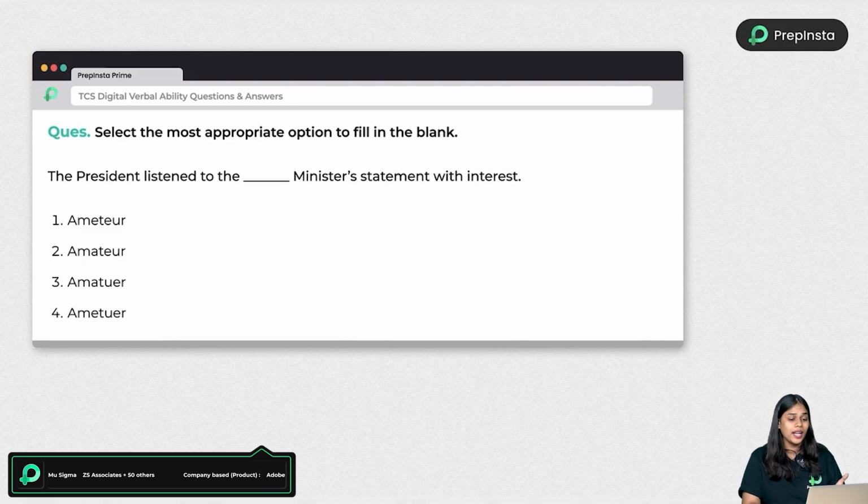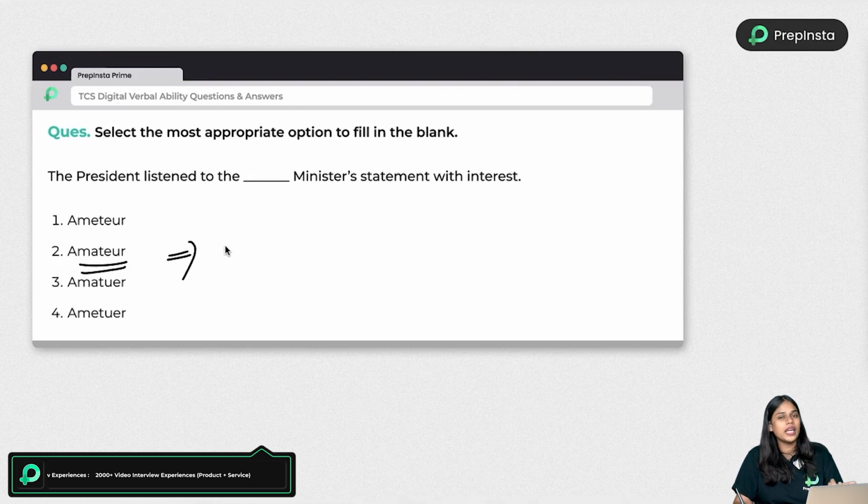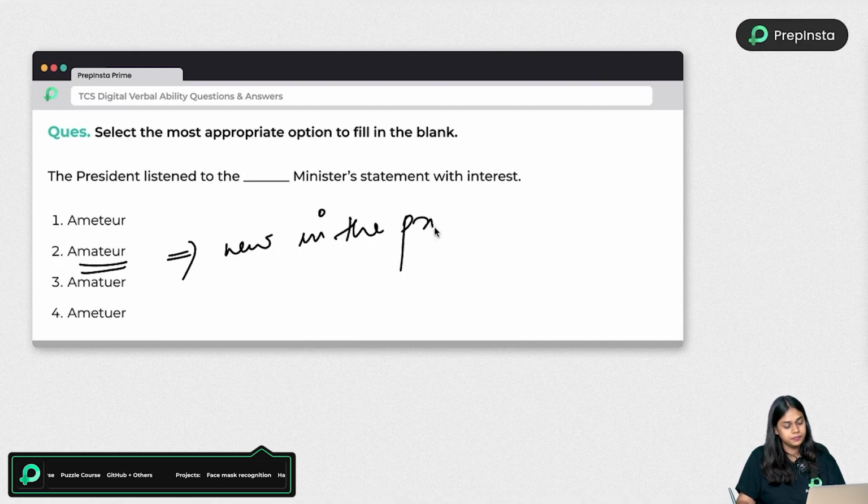If not, okay, let me just quickly tell you the meaning of amateur. Amateur means someone who is a newbie into something, who is just someone new in a process. Alright, new in the process. We'll just say that, new in the process. And an amateur is someone who is not very experienced.